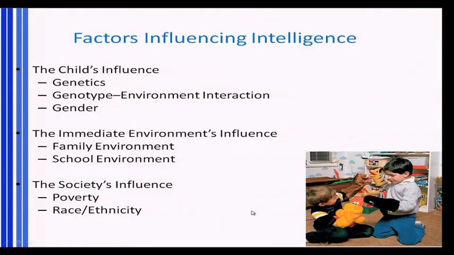Here are some of the factors, like the child's influence. Genetics is a very important factor in the growth of one's intelligence, where the interaction with the environment plays a very important role. We have also observed, and there is scientific evidence, that IQ scores differ with regard to gender. For example, males have been found to be higher in their reasoning abilities than females. There are a few studies, but it is not always correct, and there are certain abilities in which females are better than males.